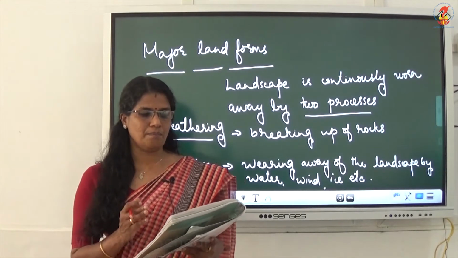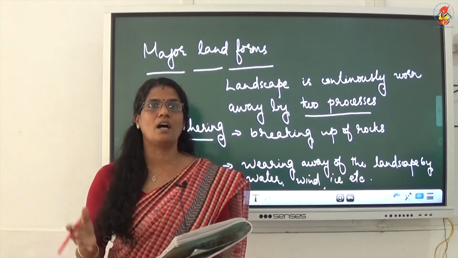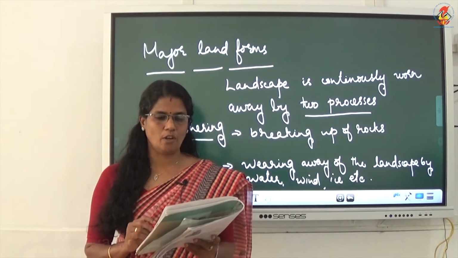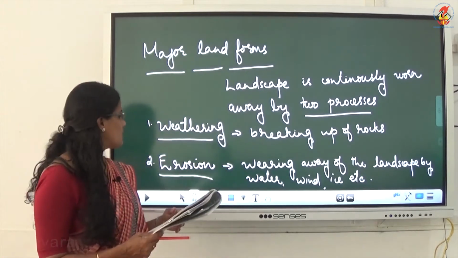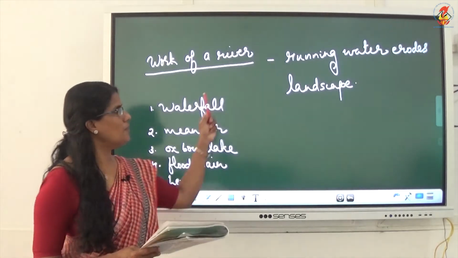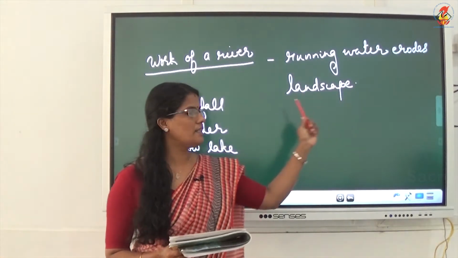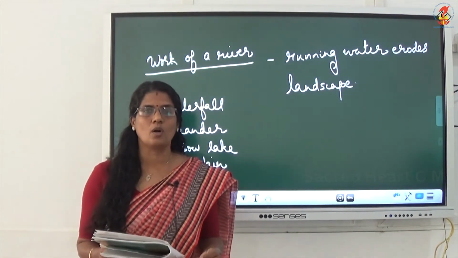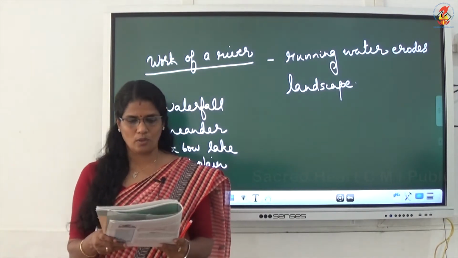When the river tumbles at a steep angle over very hard rocks or down a steep valley, waterfalls are formed. Underline that, waterfalls. So the work of a river begins with running water eroding the landscape. First one, waterfall: when the river tumbles over a hard rock or steep valley, waterfalls are formed.